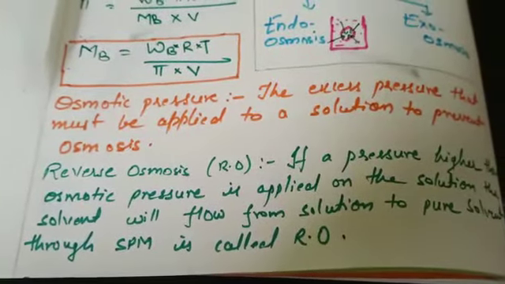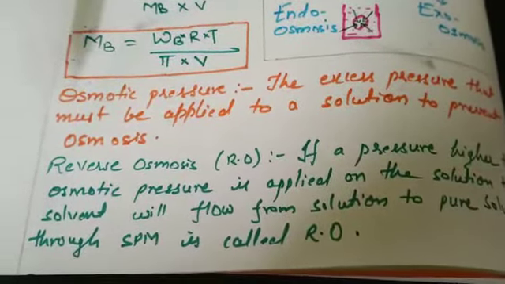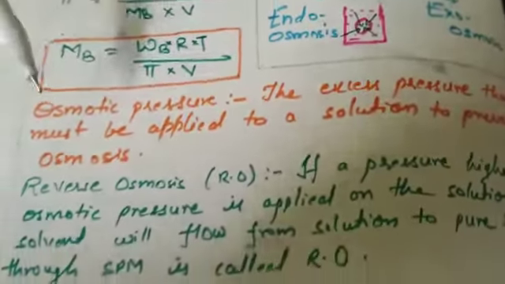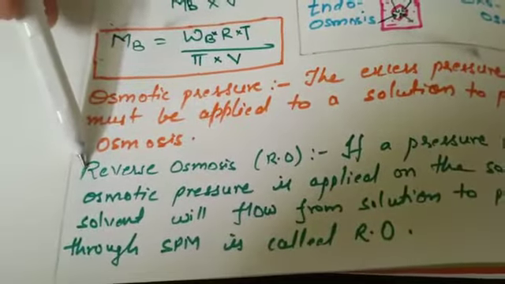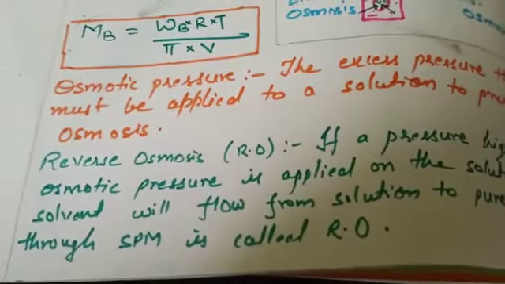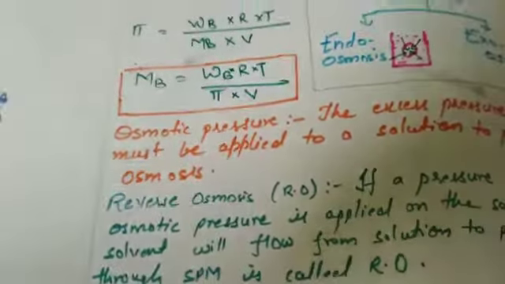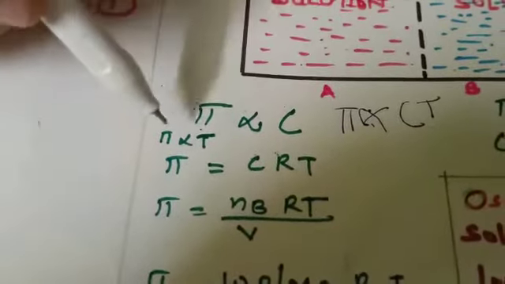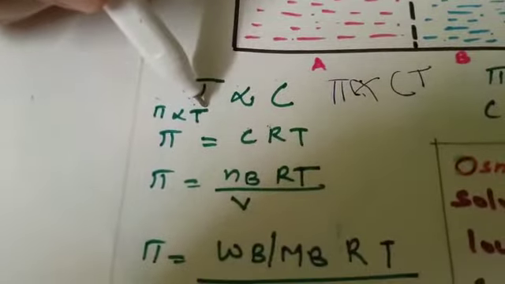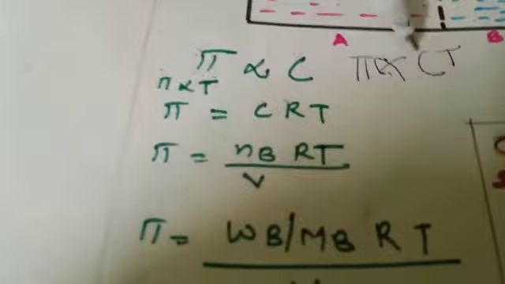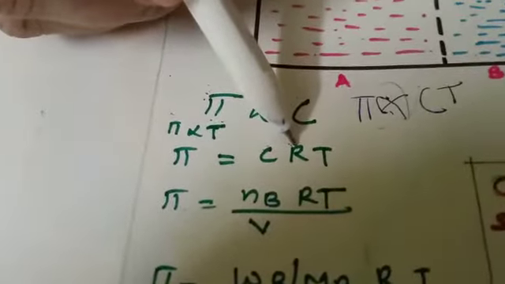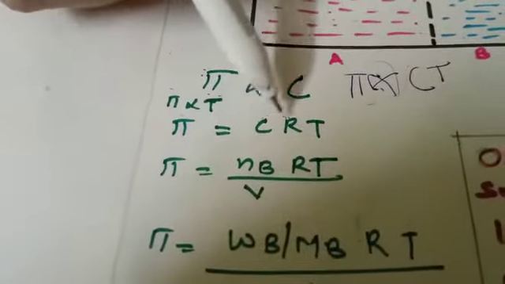The best example of reverse osmosis is desalination of seawater, and it also works in the water purifier. Now, we have to prove that osmotic pressure is a colligative property. Osmotic pressure is represented by the sign pi. Pi is directly proportional to C, that is concentration, and pi is directly proportional to T, that is temperature. Hence the equation comes to be pi is directly proportional to CT. To remove this proportionality sign, I have used a constant known as R. So the equation comes to be pi equals CRT.